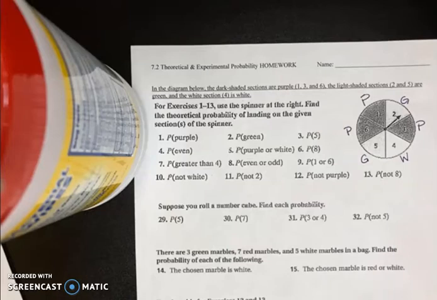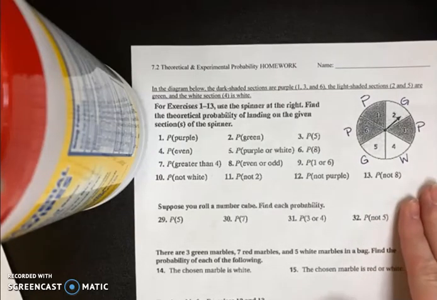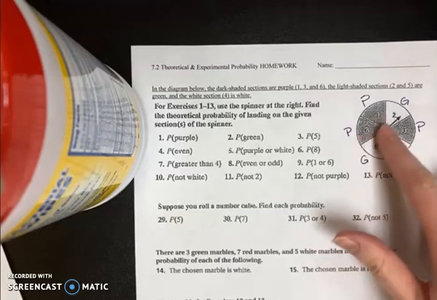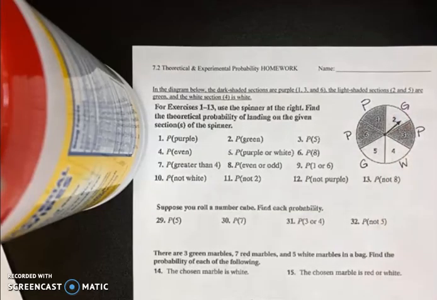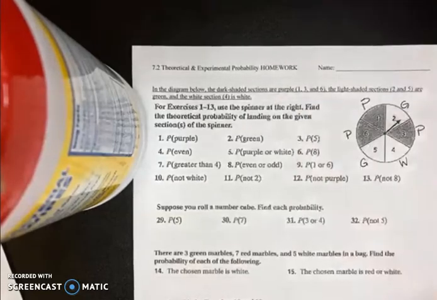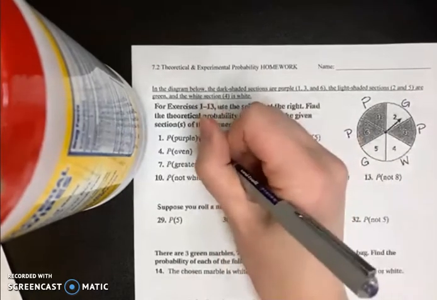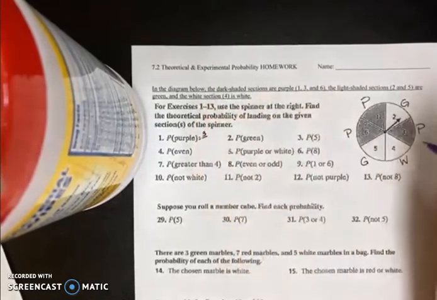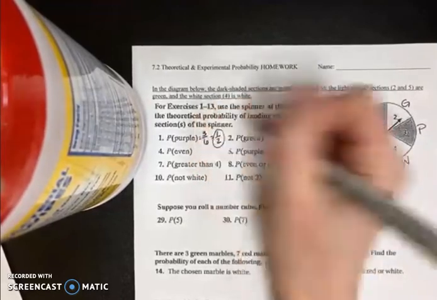Okay? But it's going to be your responsibility this week in order to check your work. So, in the notes section, I did say that the darker regions were purple, the medium were green, and then the light was white. And you were supposed to go through for 1 through 13 and find the probabilities. So when it says, what's the probability of spinning and landing on a purple? Well, there are 3 purple sections out of a total of 6, which simplifies to a 1/2 ratio.